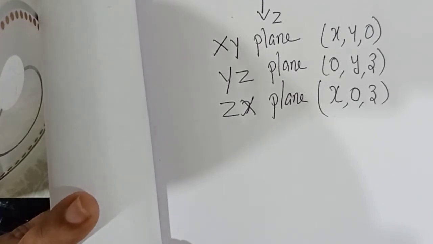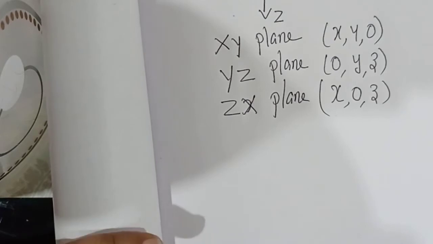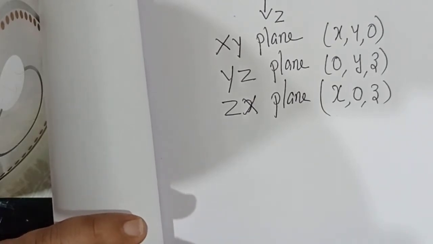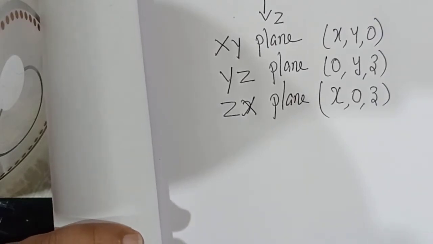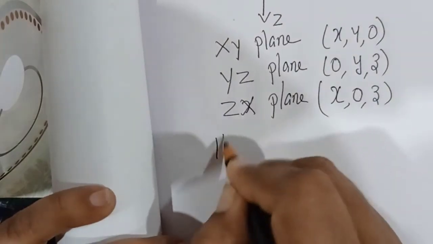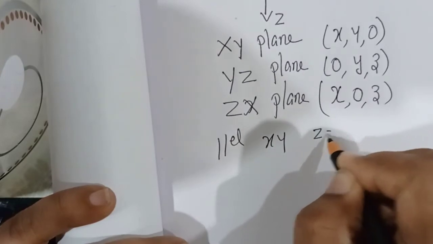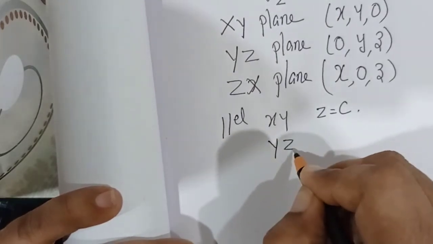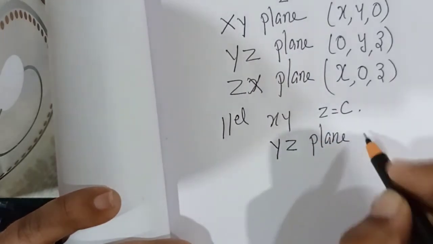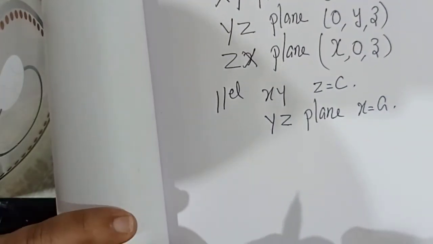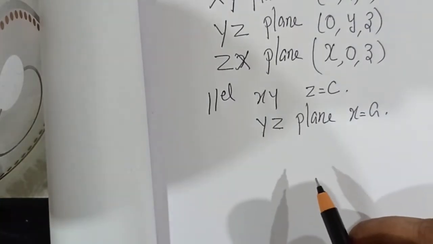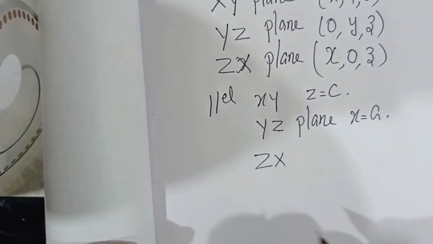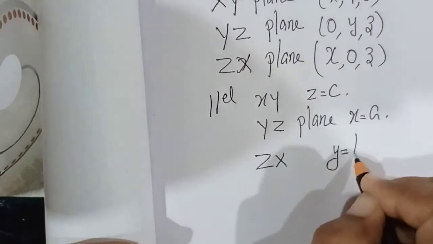The next one is equation of planes parallel to the coordinate planes. Write the notes. The equation of a plane parallel to XY plane is z equal to c. And the second one, equation of a plane parallel to YZ plane is x equal to a. And the last one, equation of the plane parallel to ZX plane is y equal to b.